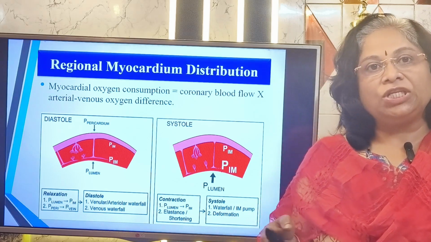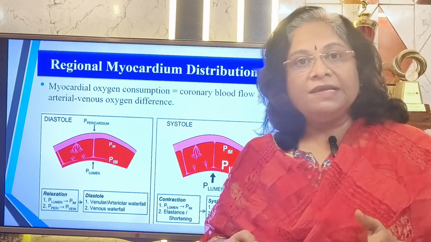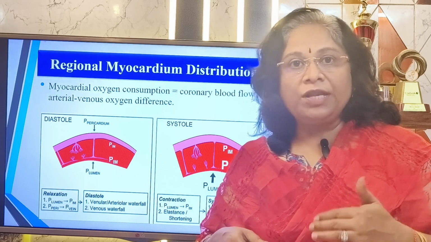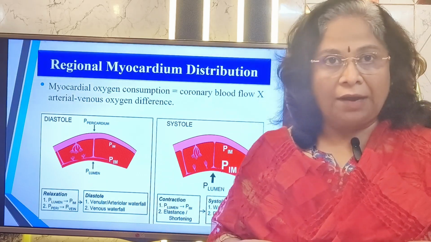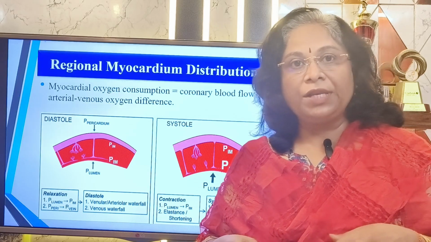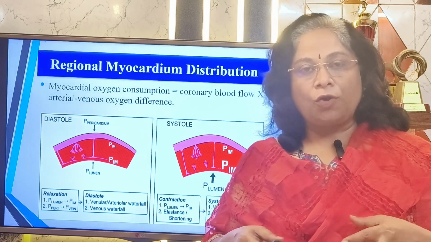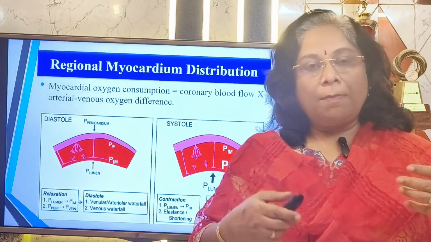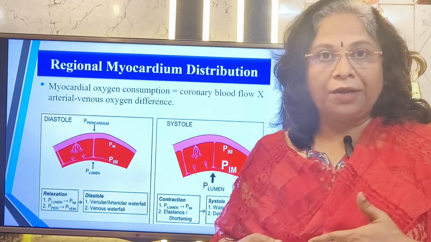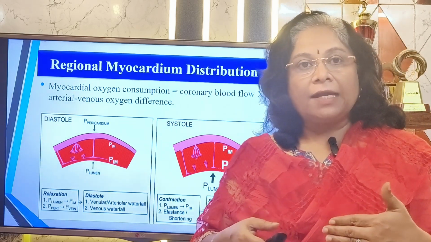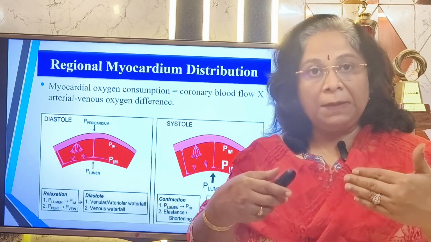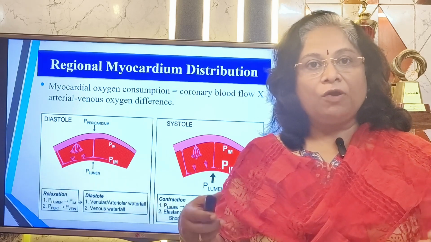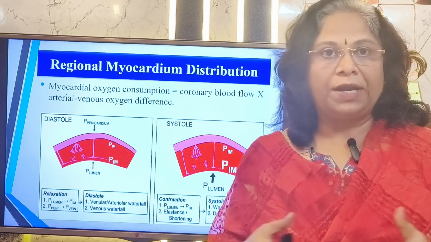When we talk about a regional myocardial blood supply, it is a blood supply not only restricted to the coronary artery, because when we talk about a regional myocardial blood supply, we are not only talking about the amount of blood flow in the coronary artery, but we have to understand that the blood flow has to reach the deeper portion of the myocardium, because it is the entire myocardium which contracts.